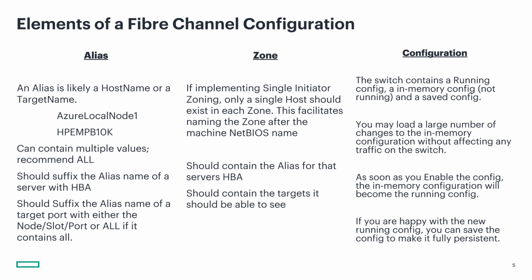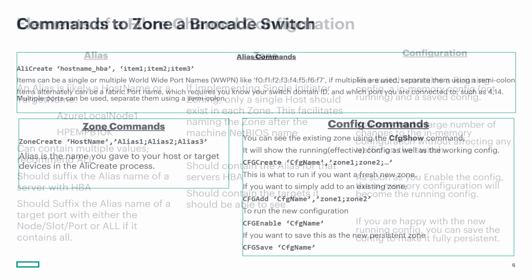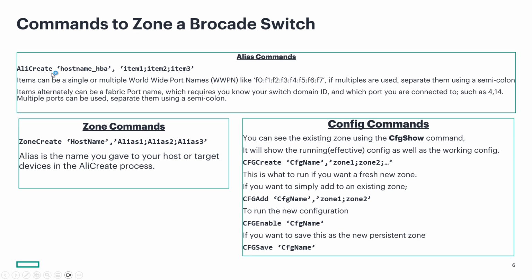So again, we've talked about why to do it. Here's how to do it. I run ali create, my host name, and the items. In this case, I would do my worldwide port name number 1, my worldwide port name number 2, and I'd be done. I wouldn't have a third item, obviously. But if it was ali create my target array name underscore all, I could have the worldwide names for all of my ports there.